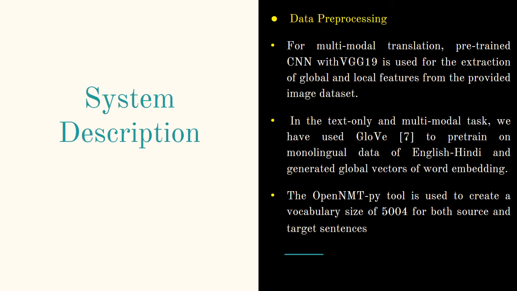So first, data processing. Here for multimodal translation, we have used a pre-trained CNN with VGG19 for the extraction of global and local features from the provided image dataset. And in the text-only and multimodal tasks, we have used GloVe to pre-train on monolingual data of English and Hindi and generated GloVe vectors of word embedding. The OpenNMT-Py tool is used to create a vocabulary library of size 50004 for both source and target sentences.